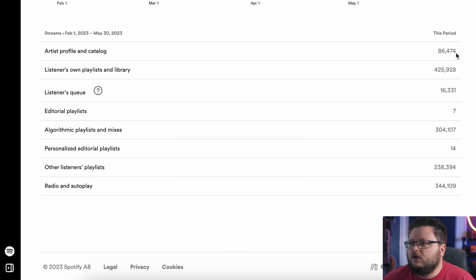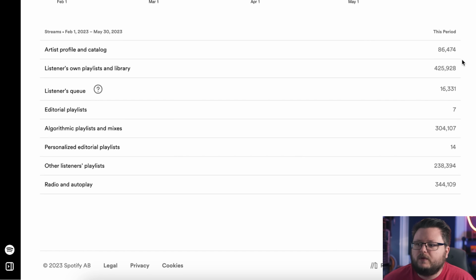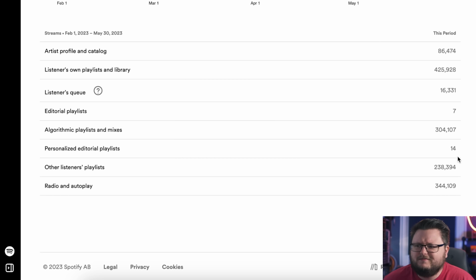So artist profile and catalog, 86. Listeners own playlist and library, 425. So these two are about 500,000 streams. About a third of the streams are directly from people who saw the ad or saved the song and listened to the song later again and again. Listeners queue is also part of that. So, you know, about 500,000 streams from that. Now, I don't know why there's just 7 and 21 editorial streams. That's strange.